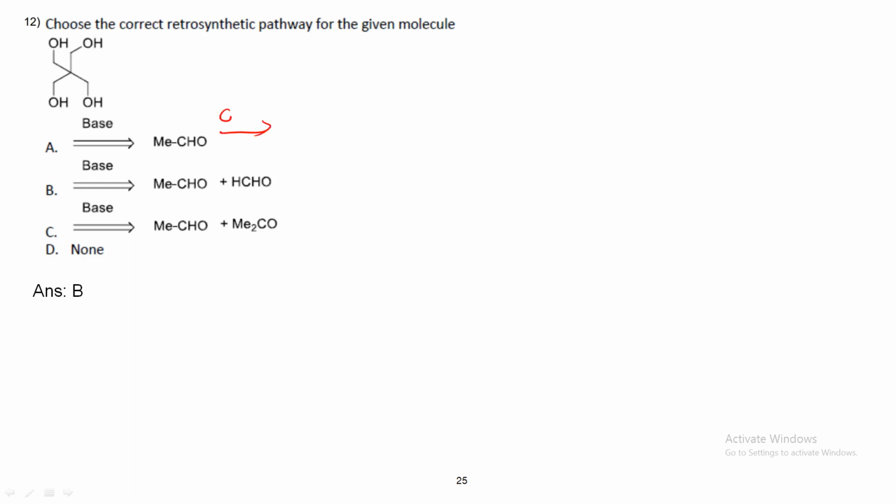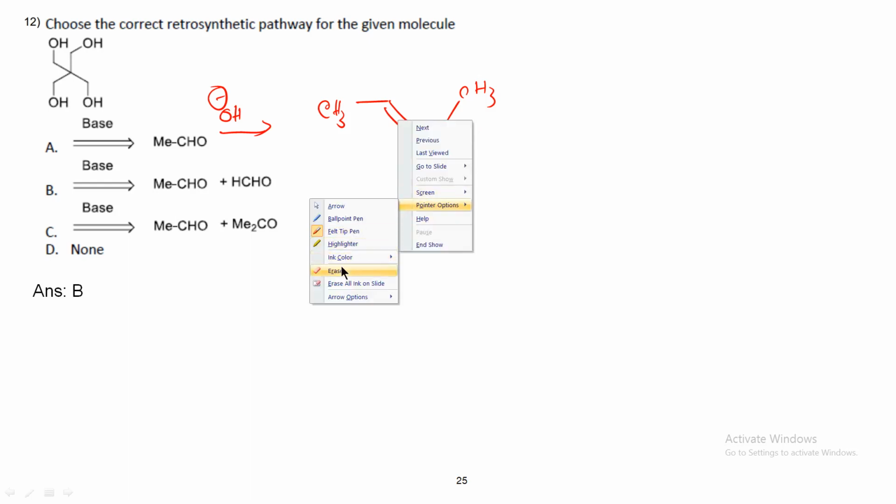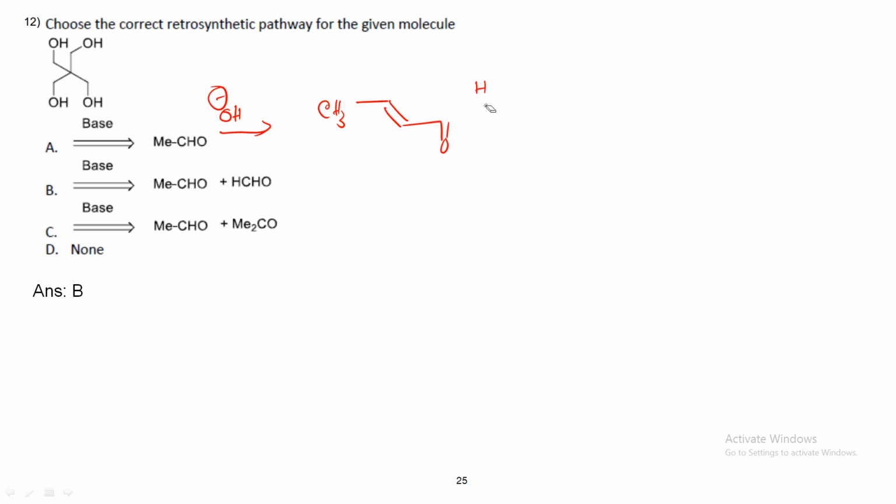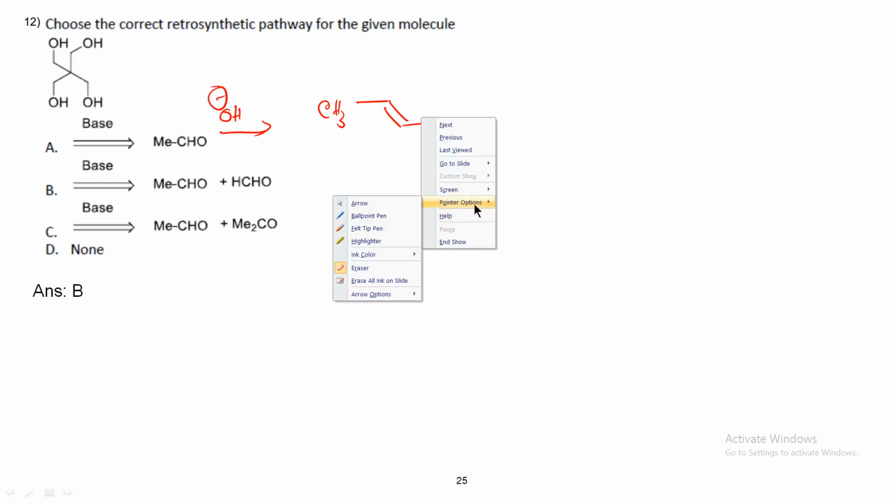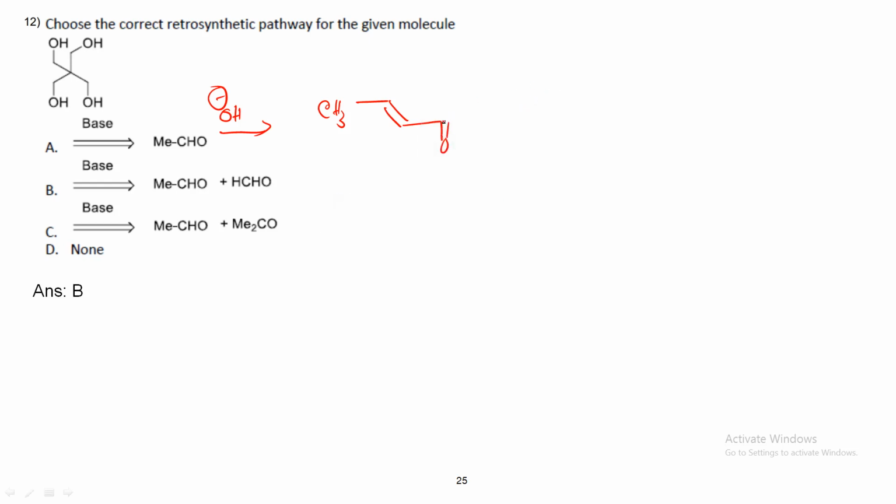So this compound, if we treat it with OH minus, let's see what would be forming at first. Aldol condensation reaction first. This thing would be formed at first. Here it would be a proton, not CH3. This thing would be formed.